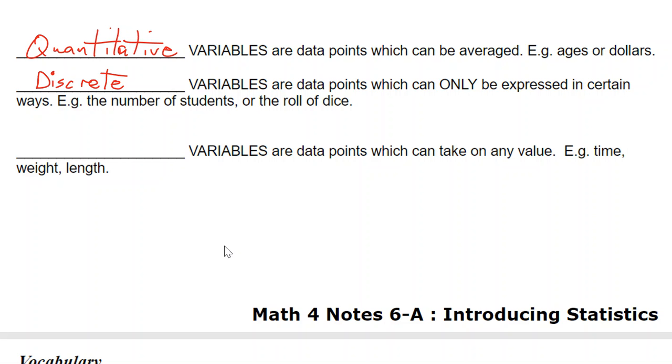Anyway, all right. Variables, data points which can take on any value. That would be a continuous variable. You can have a length that is 1 meter or 1.1 meters or 1.11 meters. You can keep going with the decimals all you want to. This is the place where decimals and fractions live, in continuous variables. Okay?